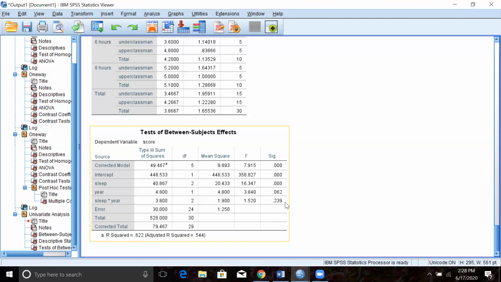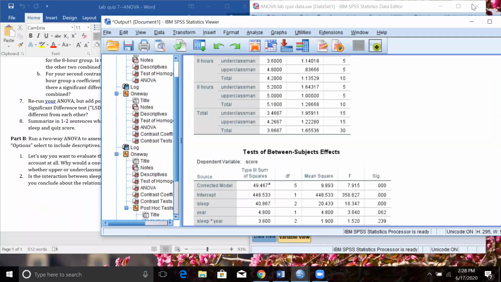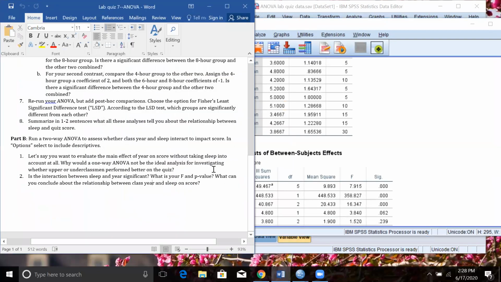The F statistic, though, is non-significant. What that tells us is that sleep and year combined don't do something unique to quiz scores. There's main effects, right? There's a main effect of sleep. There's a marginal main effect of class year, but that's not significant either. But crucially for this question, the interaction is non-significant. So what that tells you, again, is that year and sleep do not interact to uniquely shape quiz score.